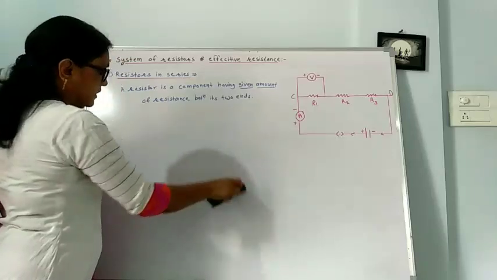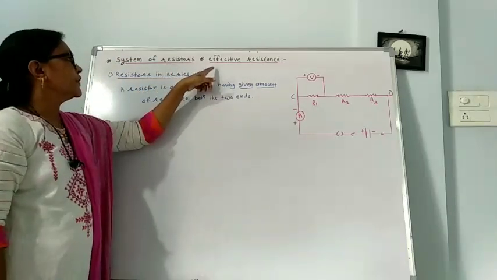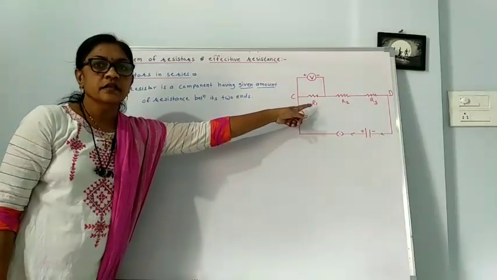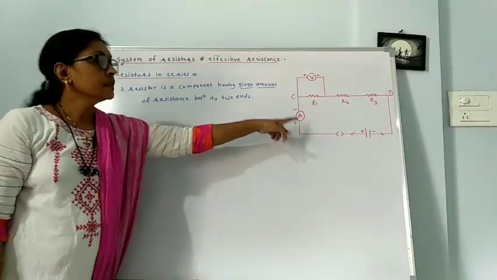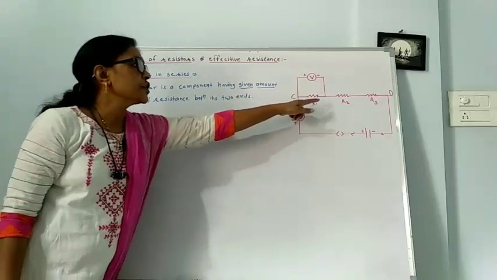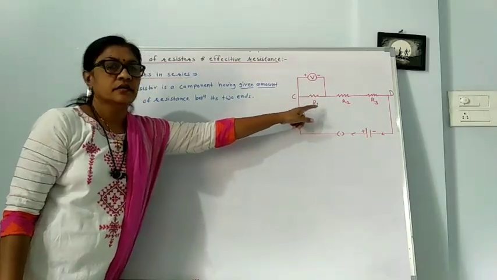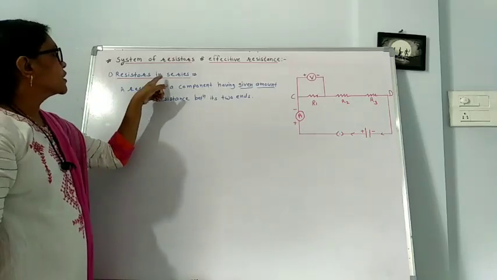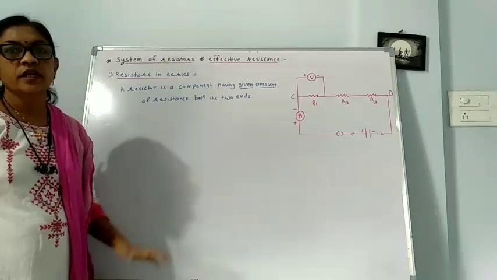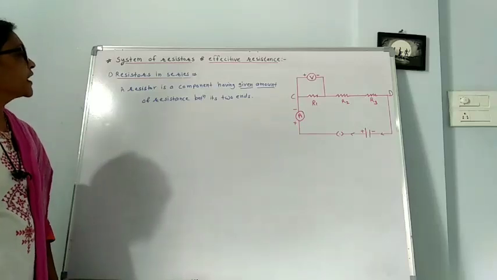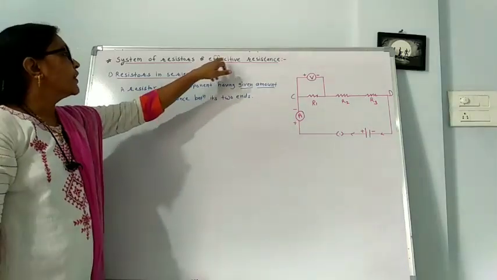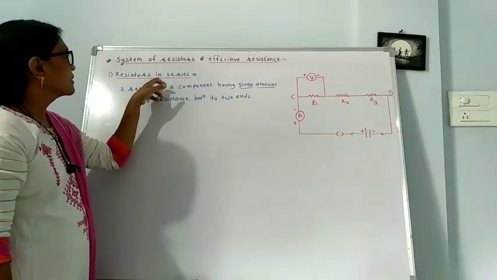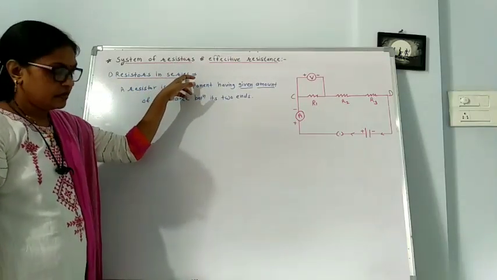Now there are different ways to connect the resistances, like this in a circuit diagram. Here these resistors are in series. The first way is resistors in series. That means we have to learn the expression of effective resistance when the resistors are connected in series.